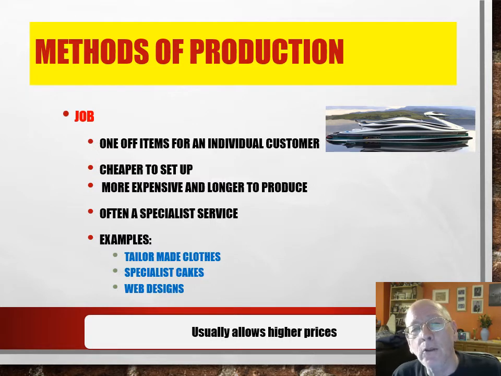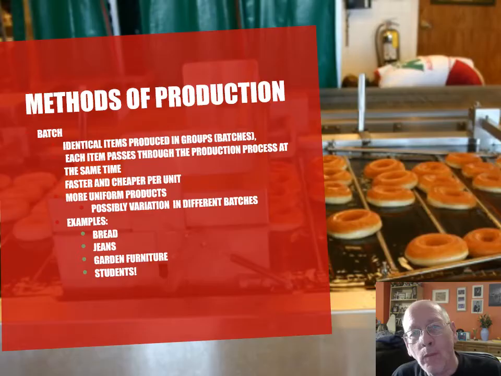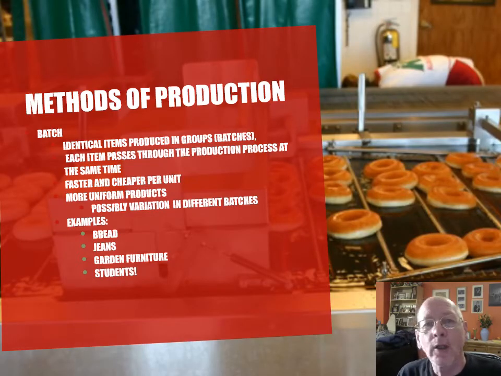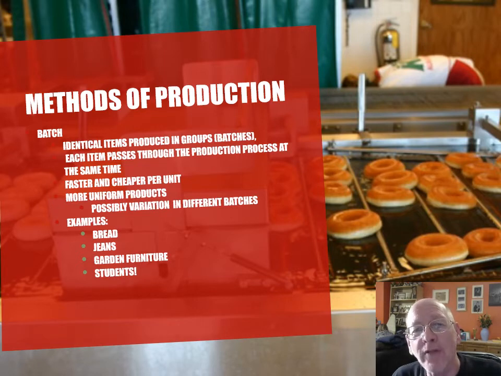Now, the thing about job production is that it's relatively cheap to set up the process, but it tends to be more expensive overall to produce a thing because you're producing something specific for an individual. It lets you offer a specialist type of service. Obvious examples are tailor-made clothes as opposed to clothes off the peg, specialist cakes like we saw recently, and a particular web design for your company. As you can imagine, with job production the final product tends to be more expensive than with the other methods because you're making something specific for an individual.